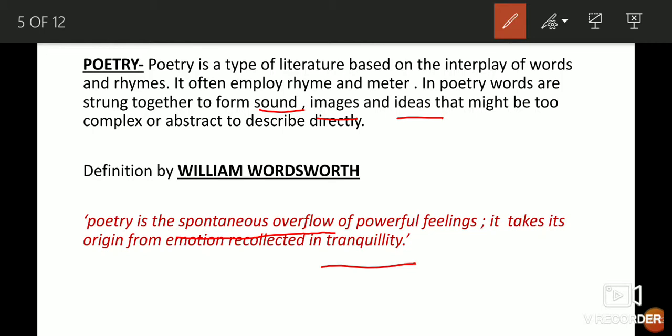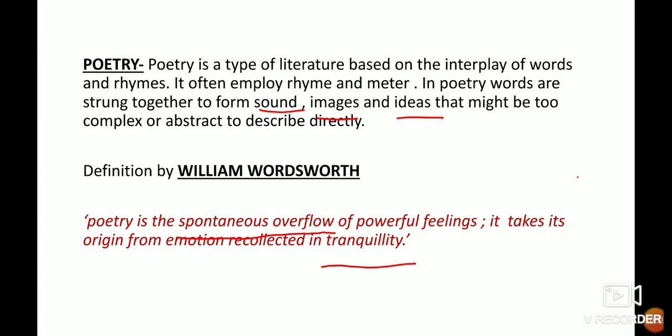Okay, so this is the definition of poetry. I hope you will understand. Now I am making it more clear, more easy with the analysis of a famous, renowned poem.